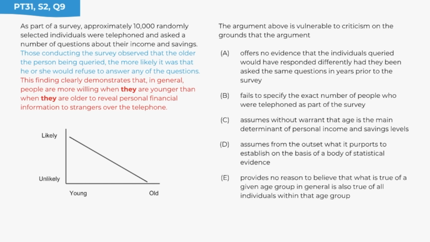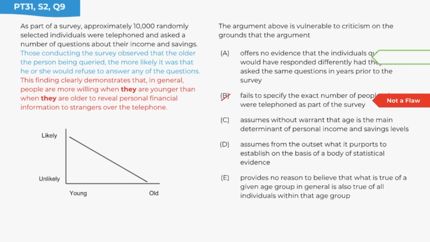Answer choice B says, fails to specify the exact number of people who were telephoned as part of the survey. Well, it's true. It does fail to specify the exact number of people who were telephoned. But is that a problem? I mean, they did have approximately 10,000 people in this study or in this survey. Do they need to name exactly how many people were actually telephoned? Answer choice B is describing something accurately that happened within the argument, but it's not a flaw.